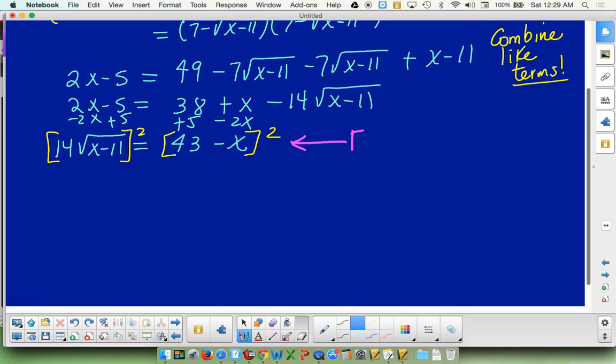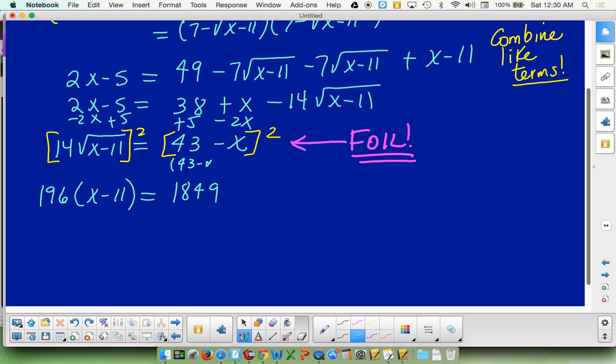Which once again means I have another opportunity to FOIL this thing because it's a two-term expression. One of the most common mistakes on the left-hand side first here, though, is when you square, you have to square the 14. So that's now 196 times x minus 11, not 14 times x minus 11. The other side we have to FOIL, and this is where it's somewhat ugly. 43 times 43 is 1849. Just realize we're taking 43 minus x times 43 minus x. Obviously then I'm going to get a negative 43x twice plus x squared.